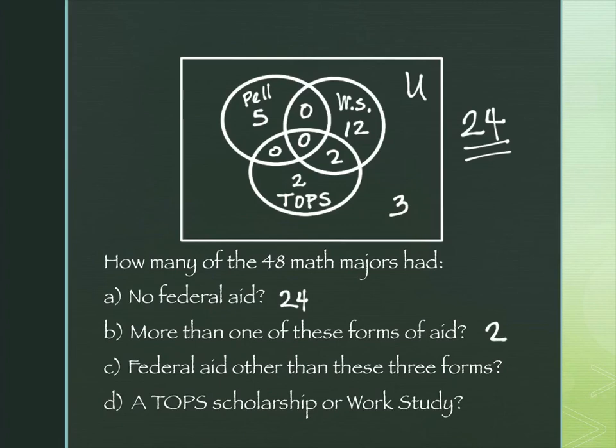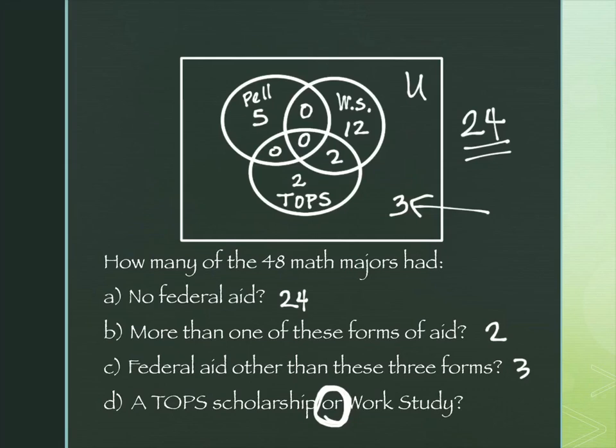How many had federal aid other than these 3 forms? 3. That's the people that are over here, right? Federal aid, but not one of those 3 types. And the last one says a TOPS scholarship or work study. So what does that word or mean? What was that, Jordan? It's not and. That's important. What? All of them combined. It's all of them combined.